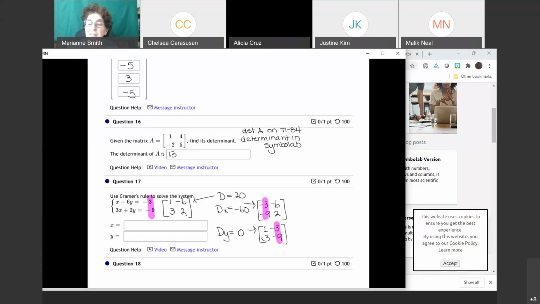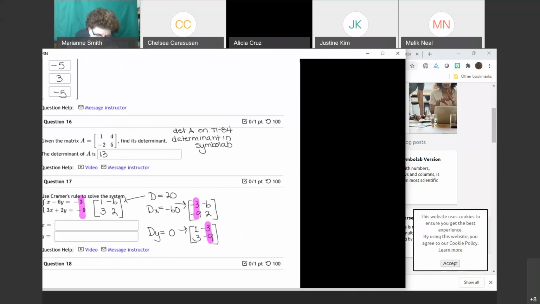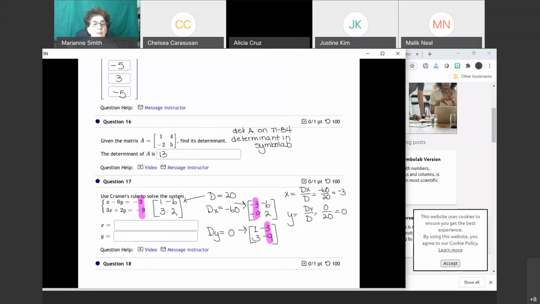I'm using the DET, or the determinant, in Symbolab. Then Cramer's rule says x is d sub x over d. So -60 over 20, which is -3. Y equals d sub y over d, which is 0 over 20, which is 0. So x is -3, y is 0.